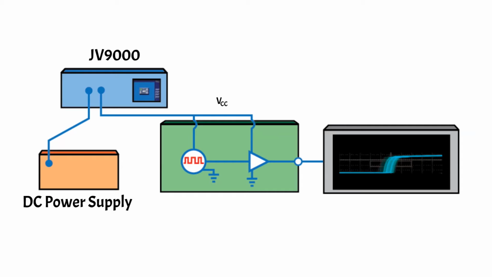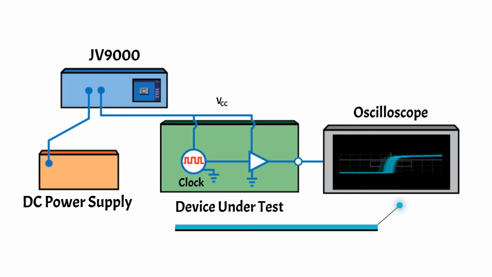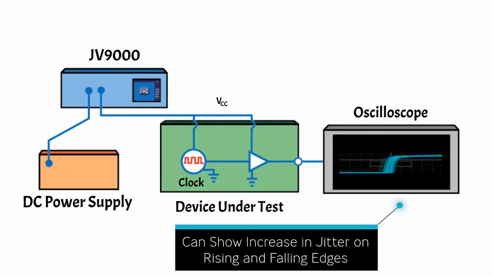The new noisy DC level supplies power to the DUT, where a clock is feeding a buffer amplifier with its output viewed on an oscilloscope. When utilizing the JV9000, the oscilloscope shows a significant increase in jitter on the rising and falling edges, simulating the impact of real-world interference on the system.